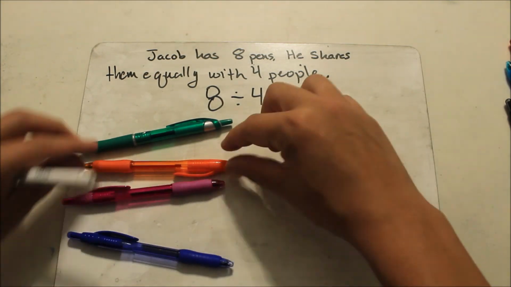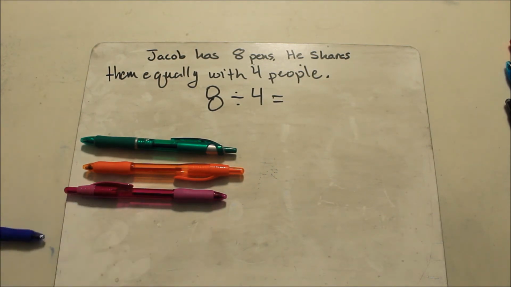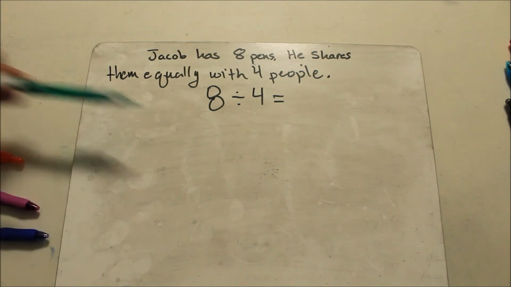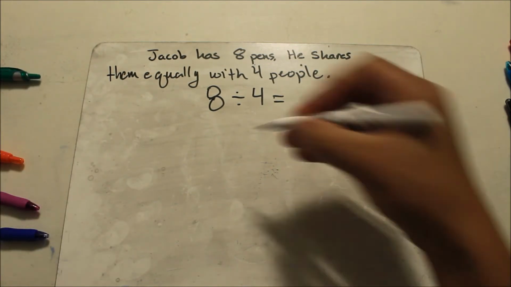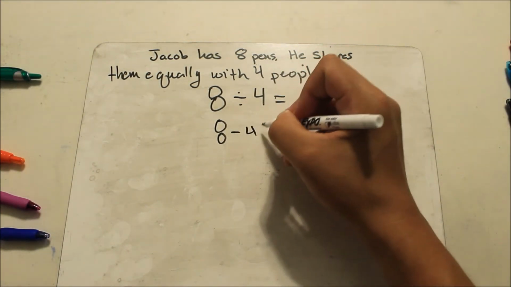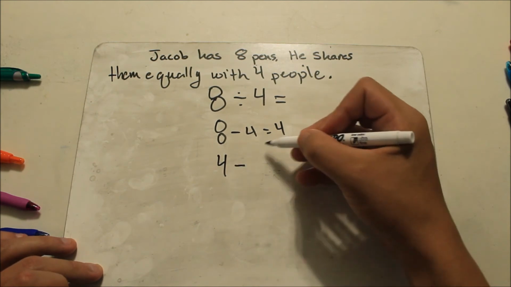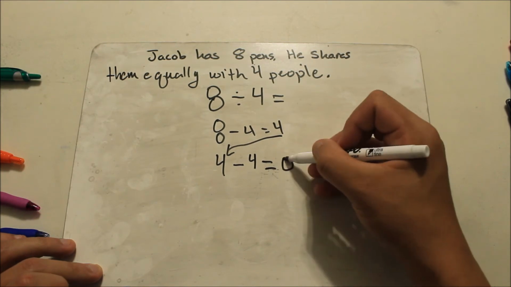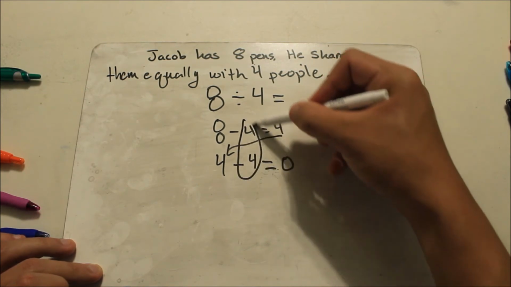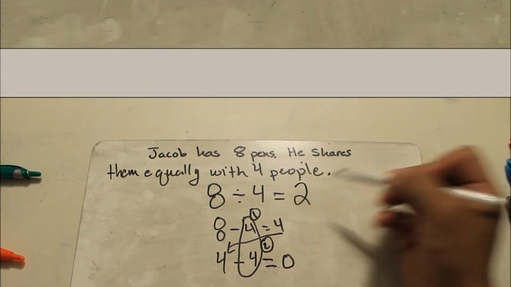Now I'm left with 4. But am I left with 0 yet? No. So in order for me to get to 0, I must subtract another 4. 1, 2, 3, 4. Now I'm at 0. How many times did I subtract 4? Well, I did 8 minus 4. That left me with the 4 pins on this side. Then I took that same 4 and I subtracted another 4, and that gave me 0. So I had subtracted once, twice. So my answer is 2.